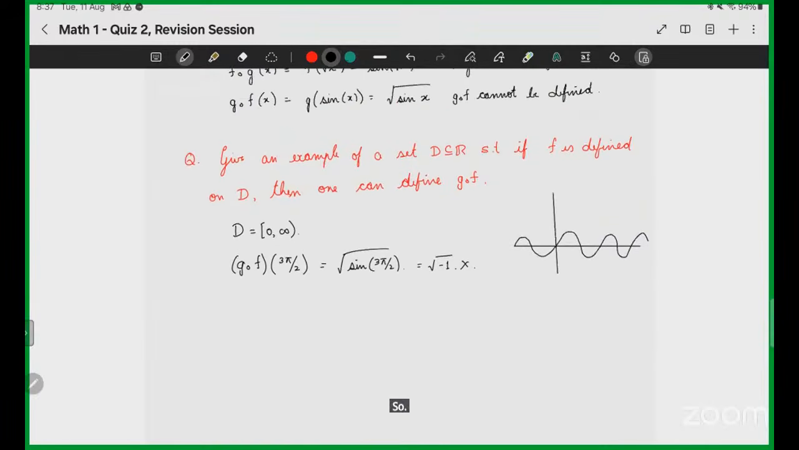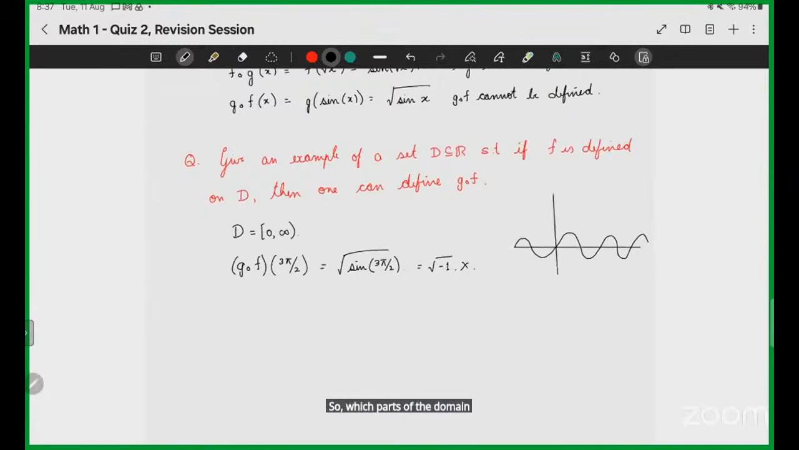So which parts of the domain are okay? This point is pi. This is 2 pi, and then it is 2 pi periodic. This is 0, of course. So you want the image of your first function, for which we have drawn the graph, to be positive, because the domain of your second function is the set of all positive numbers. So can you give me an interval now, which works?